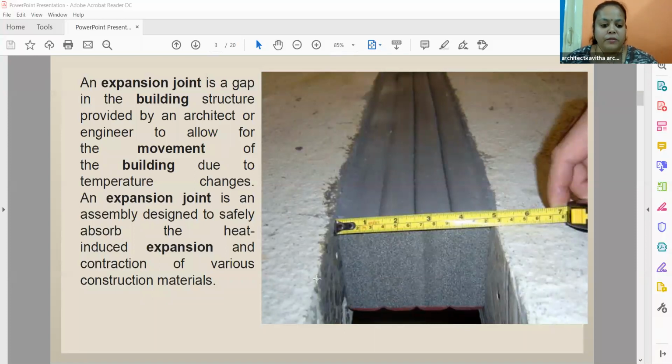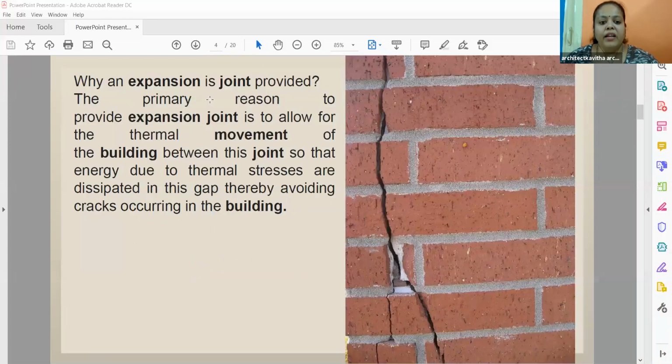The next is why an expansion joint is provided. The primary reason to provide expansion joint is to allow for the thermal movement of the building between this joint, so that energy due to thermal stresses is dissipated in this gap, thereby avoiding cracks occurring in the building. So in brick masonry, we tell you that joints should not be straight. In each course, as you would have studied in brick masonry, every course will have joints alternatively so that the crack will not happen.